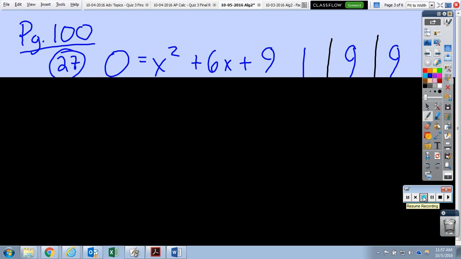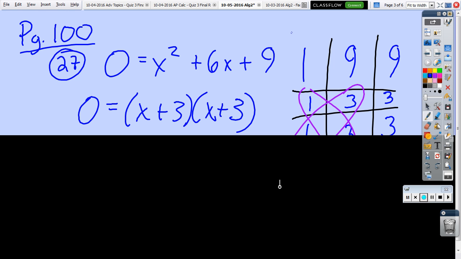Okay, so we do AC method, what's 1 times 9? And then what is the question? Factors of 9 that add to 6. And what would that be? 3. Now this is short AC because this is a 1, so you can go right to here. You cannot do this if it's not a 1 for the A coefficient.